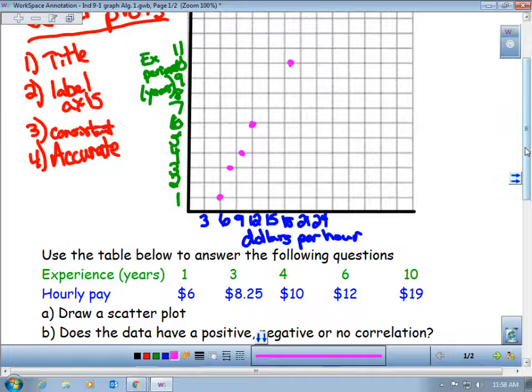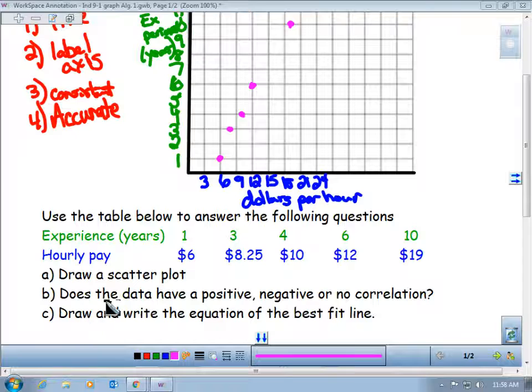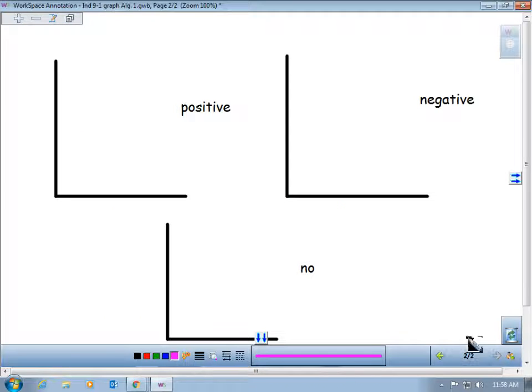Okay. And so that's drawing my scatter plot. The next thing is, does the data have a positive, negative, or no correlation? I know you've probably done this before, but here on the next page, I put 3 graphs. I just want to show you this is a positive correlation.